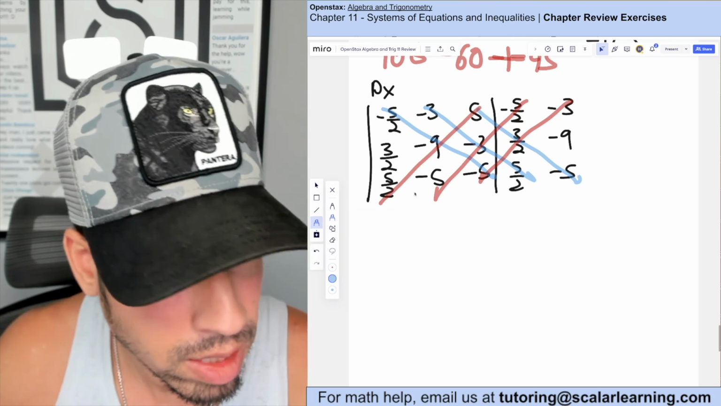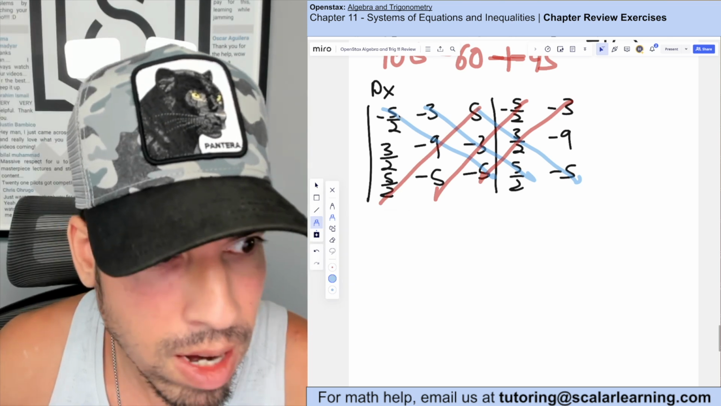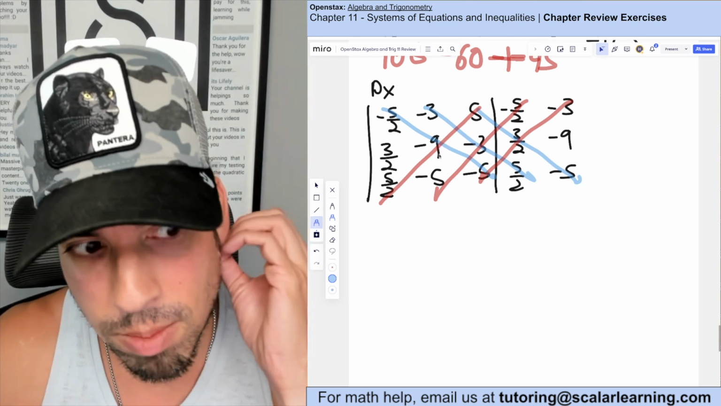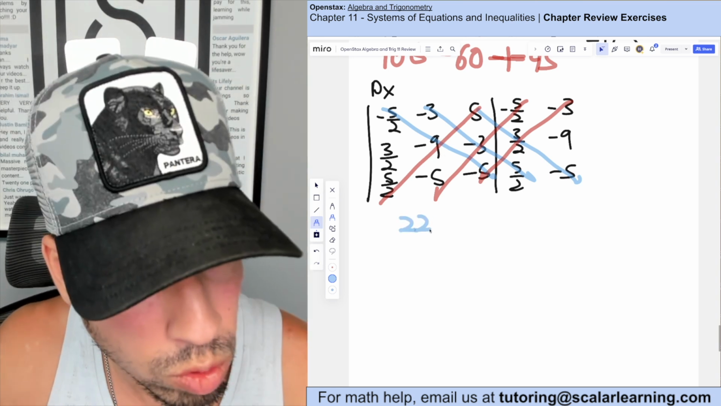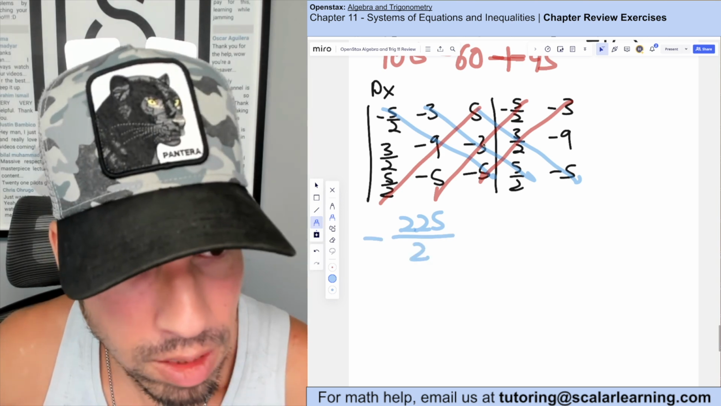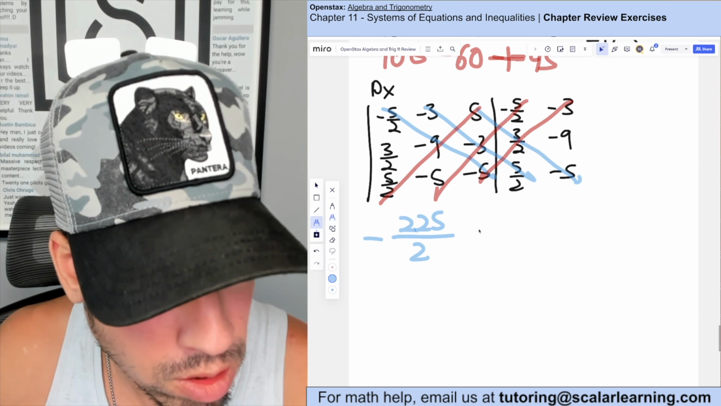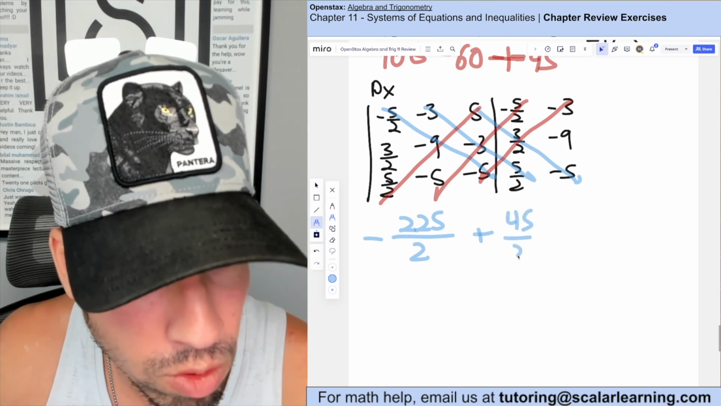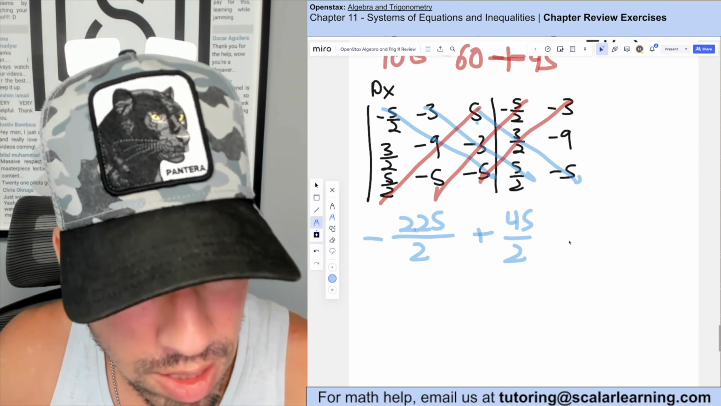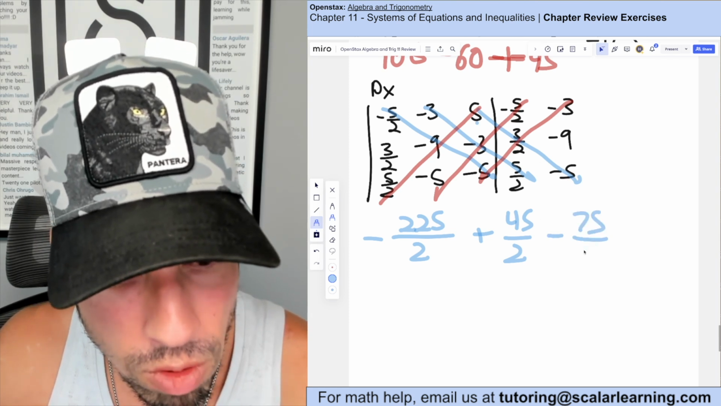Okay, let's write it out. So we got negative 5 over 2 times negative 5, which is 25 over 2, times 9, which would be 225 over 2. And then we got negative 3 times 5, which is 45 over 2 positive. And then 5 times negative 5 times 3 halves is negative 75 over 2.